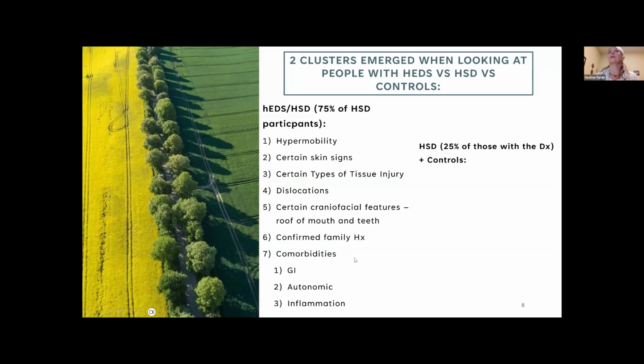And then there were comorbidities that surfaced. There are many, many comorbidities, as we know, because every organ system in the body is involved. But the 3 that really surfaced to the top were gastrointestinal symptoms, autonomic nervous system dysfunction, and inflammation.